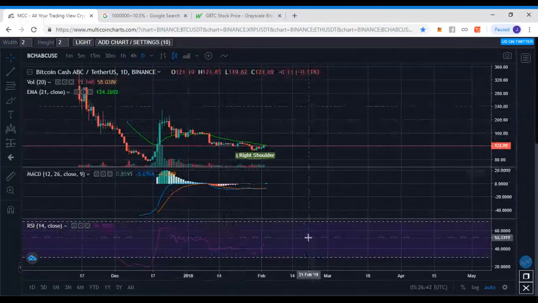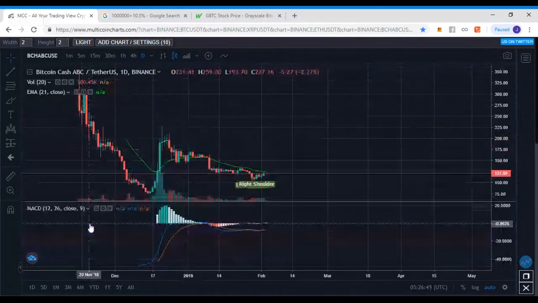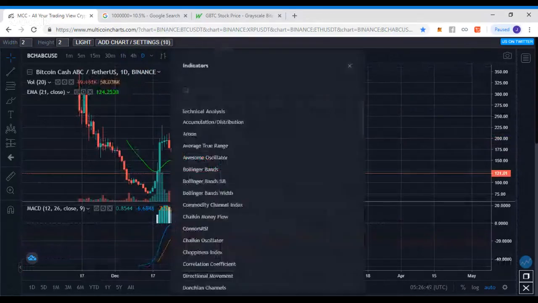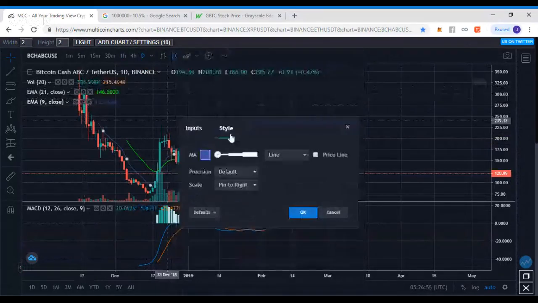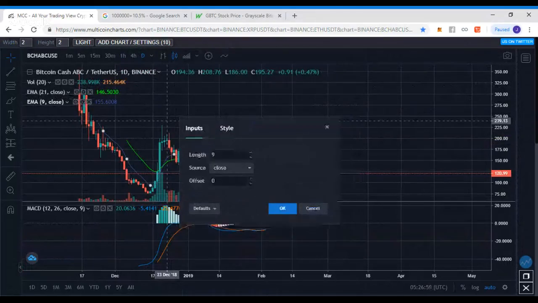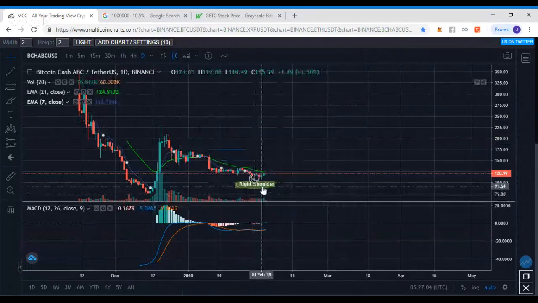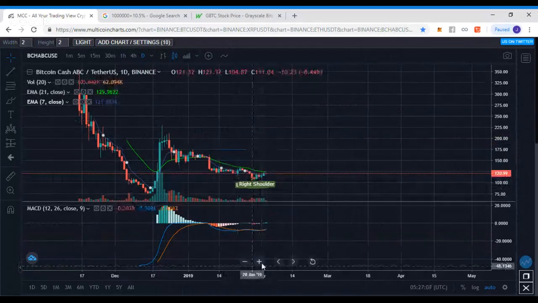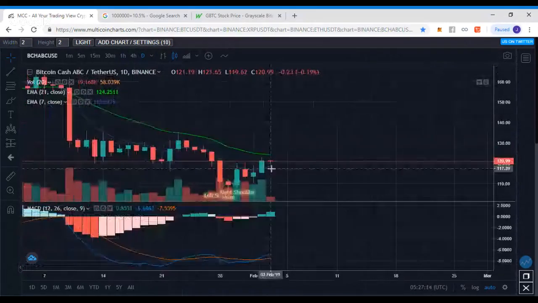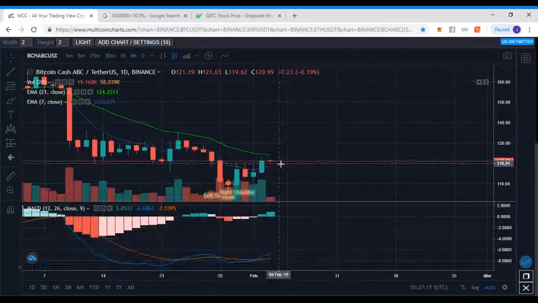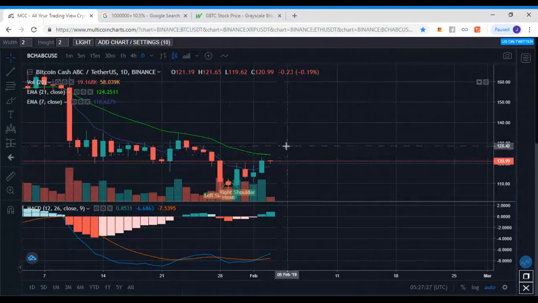Let's get rid of RSI, we pretty much don't need it, and add on another EMA. This one being a 7-day moving average, and see how it's reacting with it. Go to inputs, 7-day moving average. Now see, we are just now on the daily, within this new 24-hour day, able to use a 7-day moving average as some sort of support. We've opened above the 7-day moving average, but we're still below the 21-day moving average. If we can crack the 21-day moving average at about $124, we could definitely see Bitcoin Cash continue to rally.